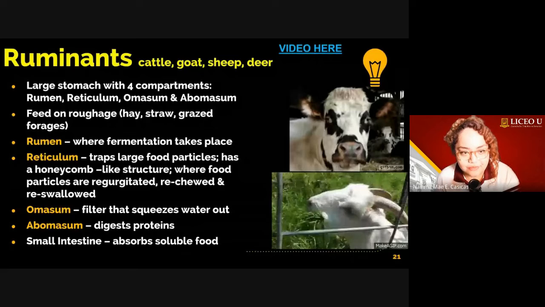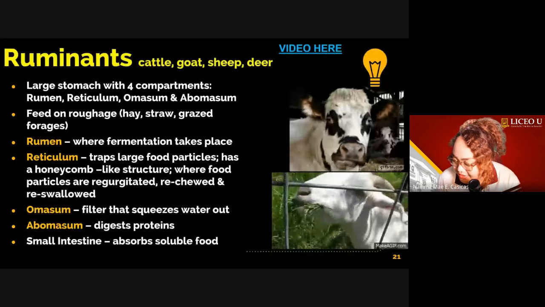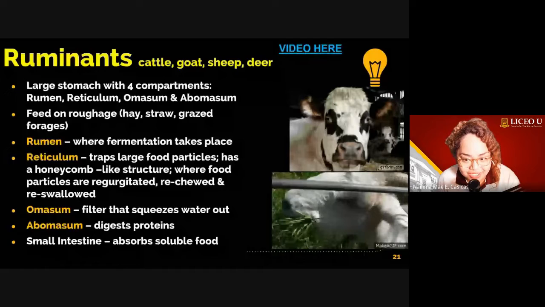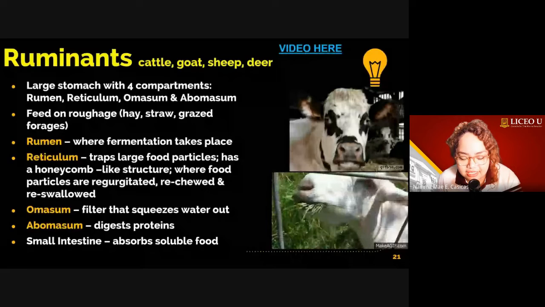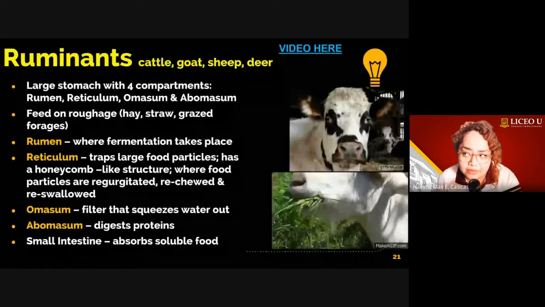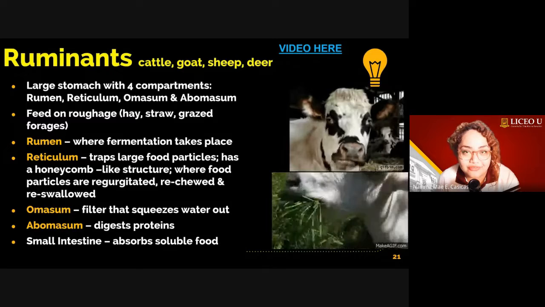So this roughage will go through the rumen first, where fermentation takes place. Ina-ferment niya ang imuhang grass, no? What is fermentation? For lessons in Gen Bio 1, katong sa cellular respiration, no? Fermentation is what happens when it eats up all the sugars, and then makaproduce din siya. For animals, we are able to produce like lactic acid. In others, like your yeast, they're able to produce alcohol as a byproduct of fermentation. So that's what the rumen does. This is where fermentation takes place.